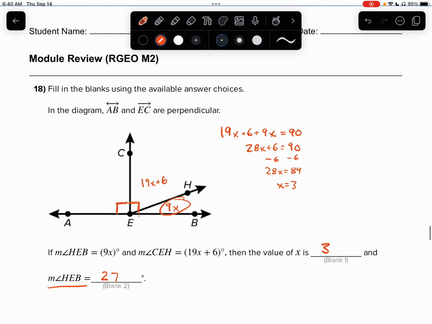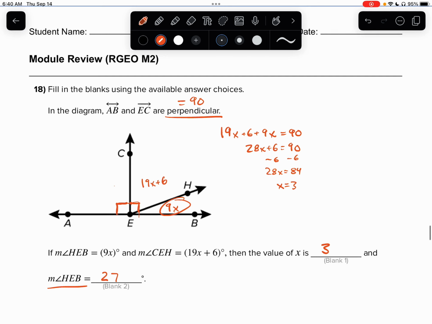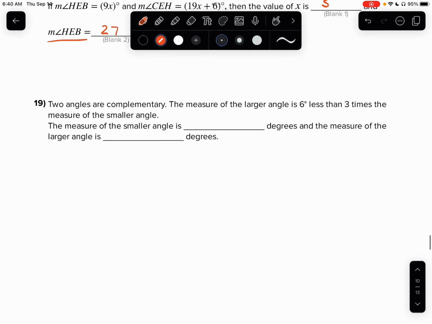So just pay attention to whether, if it's perpendicular, it means it equals 90. If it is supplementary, it's 180. If it's complementary, it's 90. If it's a linear pair, it's going to be 180. And if it's vertical, it equals each other. So just know your angle relationships. That is important for this test.